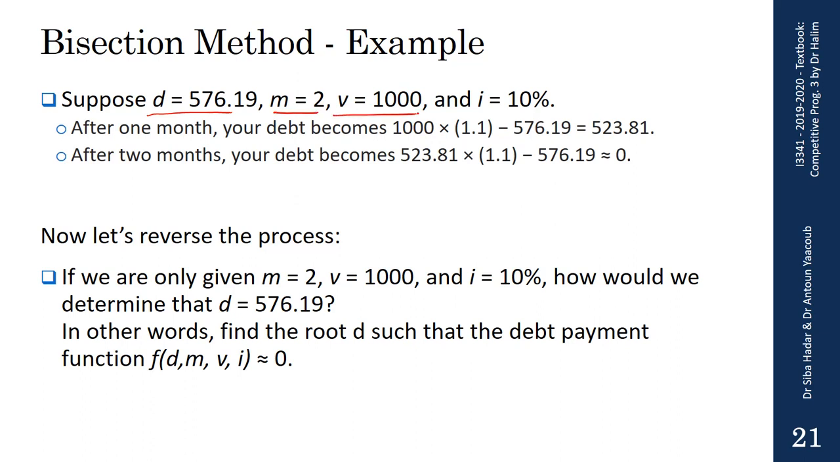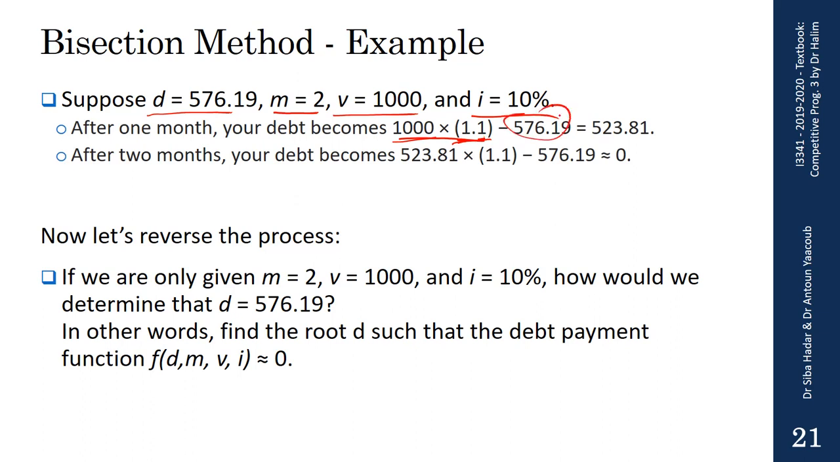The original price is 1,000 and the interest is 10%. So after the first month, since the original price is 1,000 and the interest is 10%, we will multiply this number by 1.1. So 1 is for the original price, and 0.1 is the additional 10% on the original price. So this is the amount that you should pay, the total amount after 1 month.